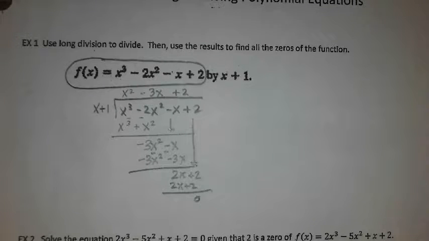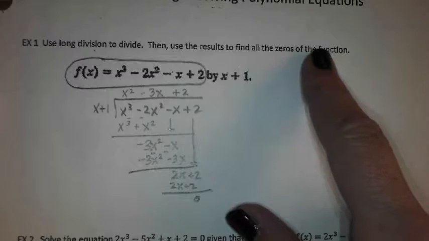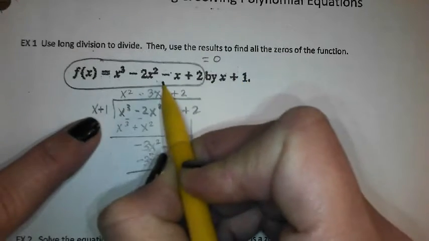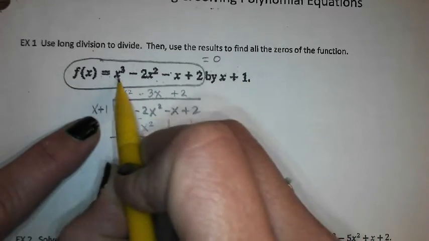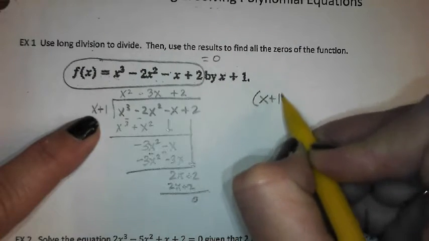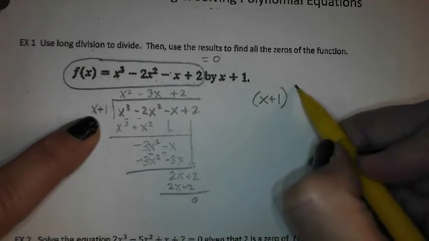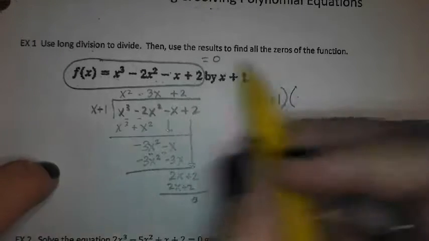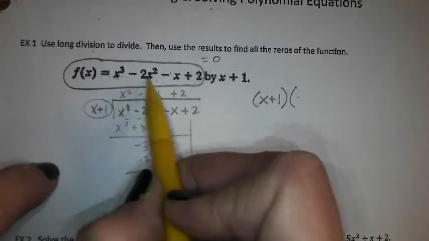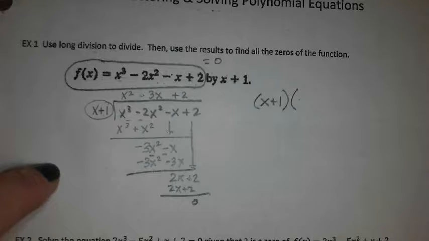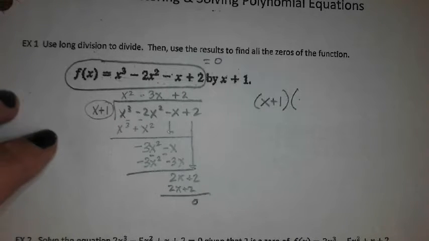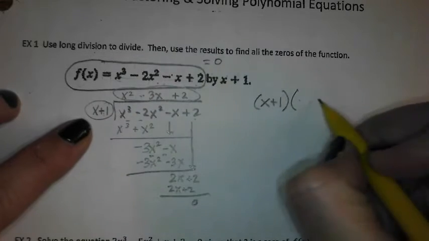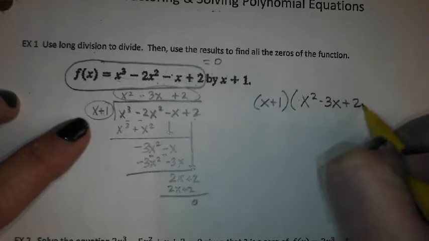So how do I use this result to find all of the zeros? Well, if I'm looking for the zeros, I'm looking for where this equals 0. And right now, by doing long division, I was able to factor this into x plus 1 times what, Aiden? No. This times what will replace this? Someone help him out. Isaiah. Right. The quotient. The quotient times the divisor gives you the original. So times x squared minus 3x plus 2. So I just factored that.